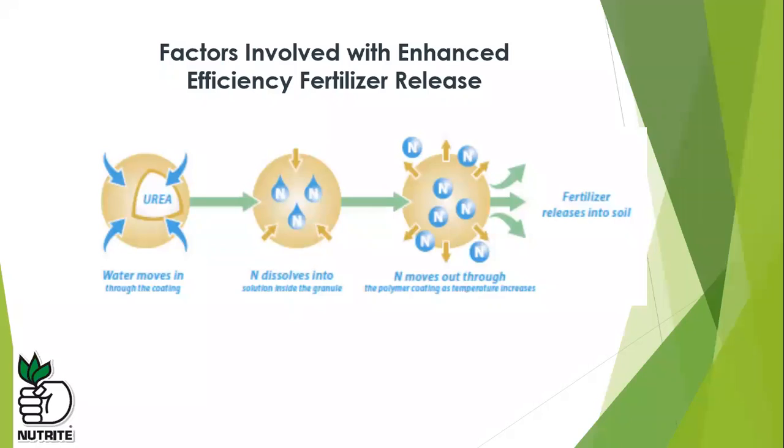So we're going to talk about the factors involved with enhanced efficiency fertilizer release. If you start with the particle on the left, which is a typical particle of urea with a polymer or other type of coating, the water dissolves the N into solution inside the granule. The N moves out through the coating and into the plant and is released into the soil.